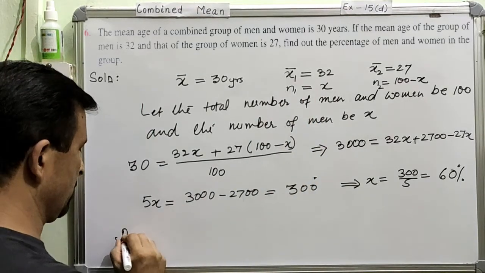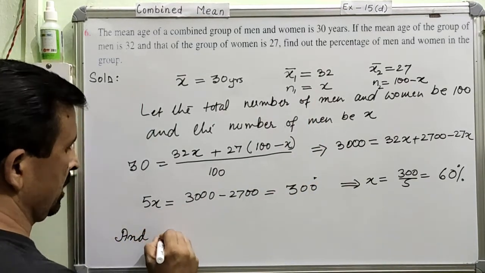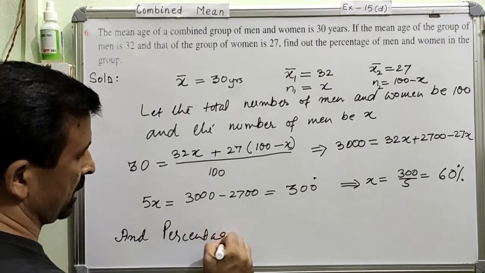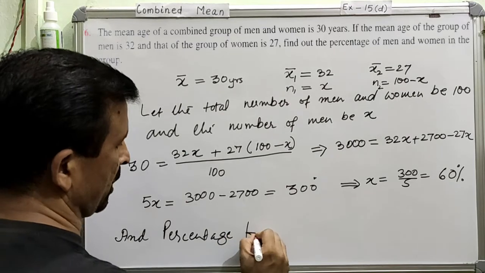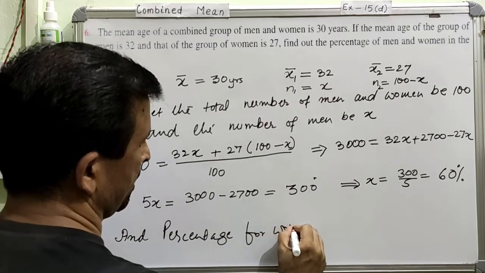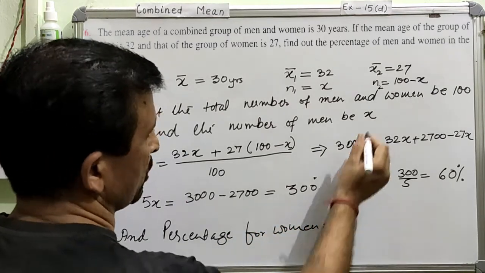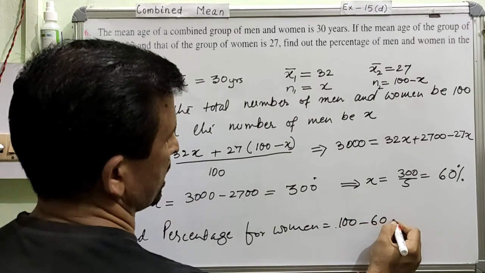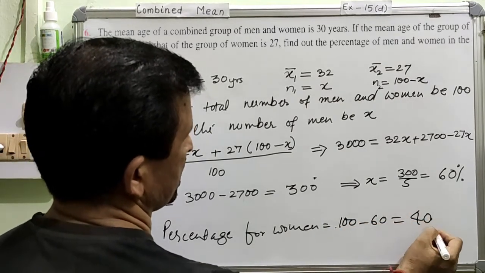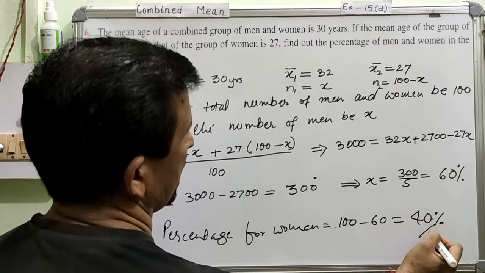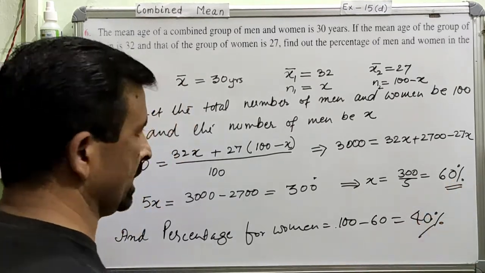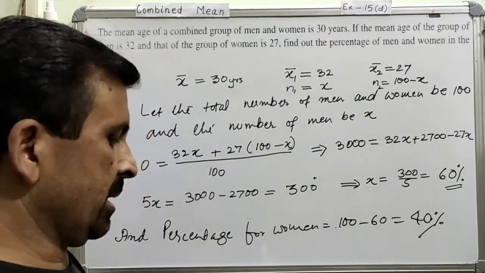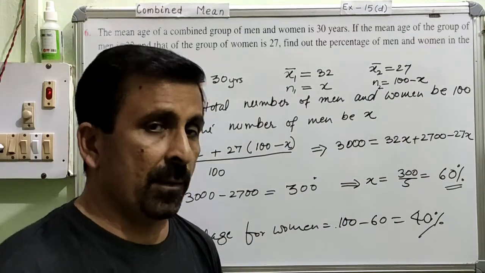The percentage for women will be total percentage, total is 100. So 100 minus 60 is equal to 40. So this is the percentage of your women, and then this is the percentage of men. Am I very clear? Now this question can be asked also in the form of number.